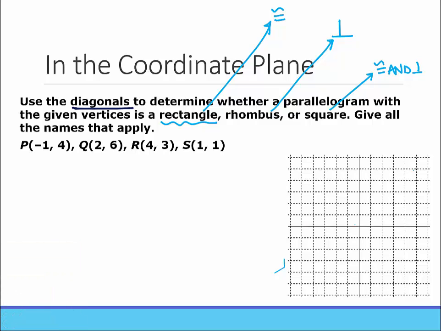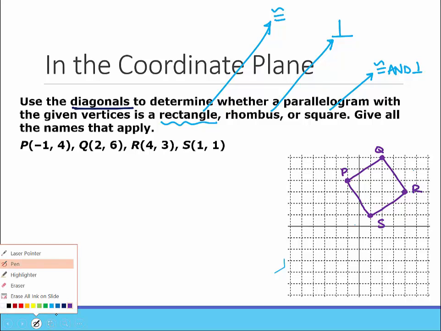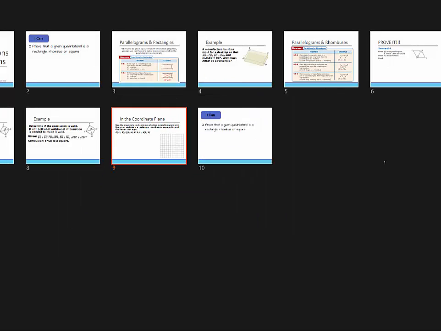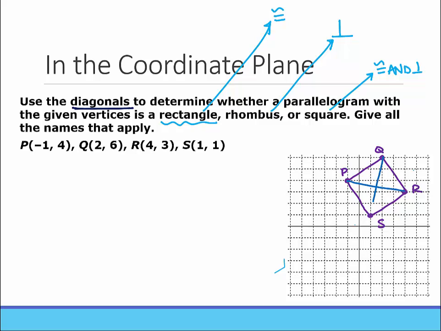So let's go over 1 and up 1, 2, 3, 4. And then over 2, up 6. And then over 1, 2, 3, 4, up 1, 2, 3. And then 1, 1. So here's the shape we have. And just glancing at it, I would say, yep, it kind of looks like a square, but we need to prove that. So we want to take our diagonals, and we need to find out if they're congruent and if they're perpendicular.